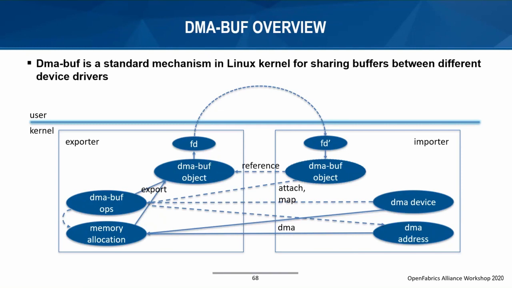So after the mapping, the importer has the information about the physical address, or the DMA address of the buffer, and then it can use that address to do the peer-to-peer DMA transaction with the memory located on the other side. Next slide.